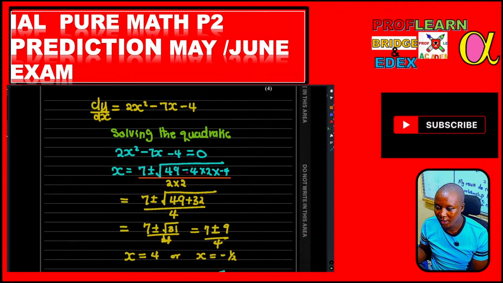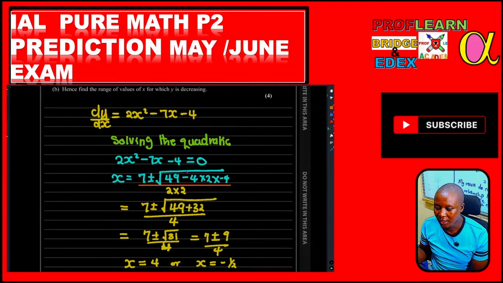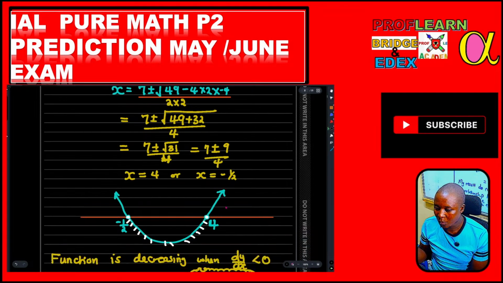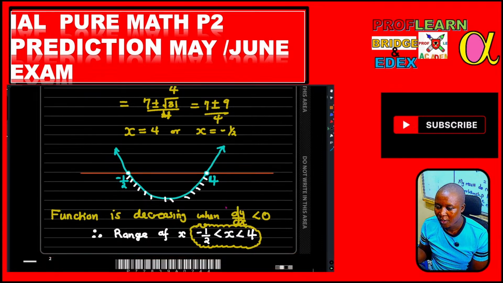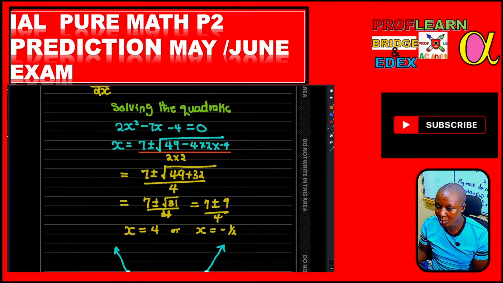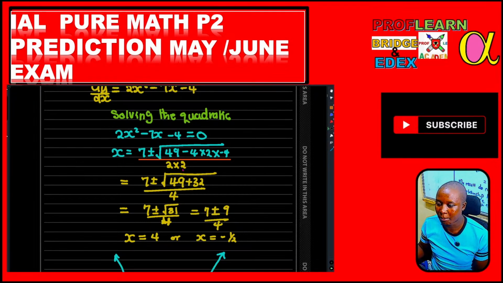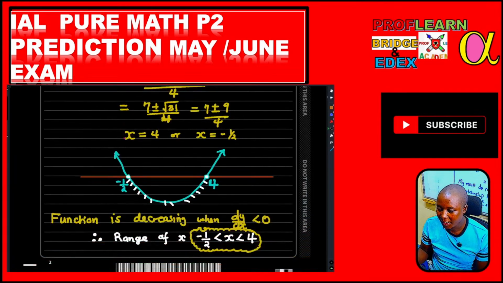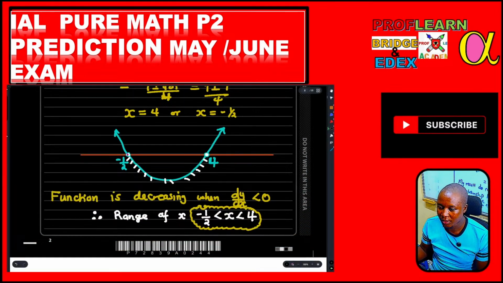Then once we have gotten this, we are going to solve the quadratic. Solving the quadratic, we get x equals 4 or x equals negative 1 over 2. So we need to draw that on a number line. Since dy/dx has a positive coefficient on x squared, our graph is going to open upwards, and we have the critical values, which are negative 1 over 2 and 4.